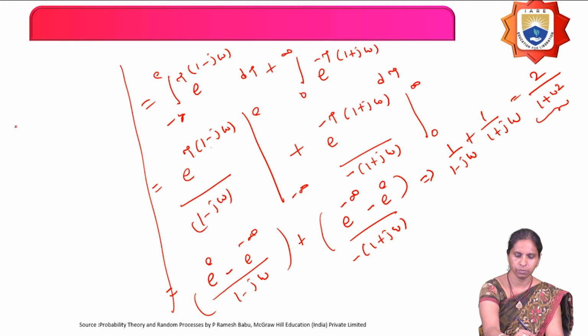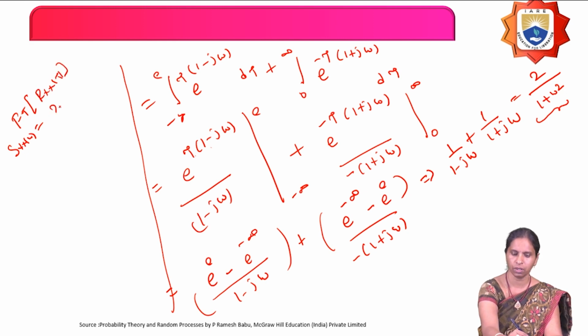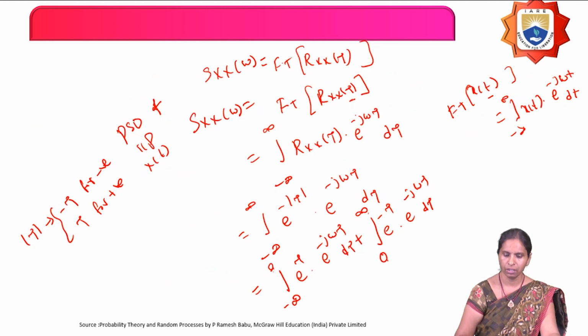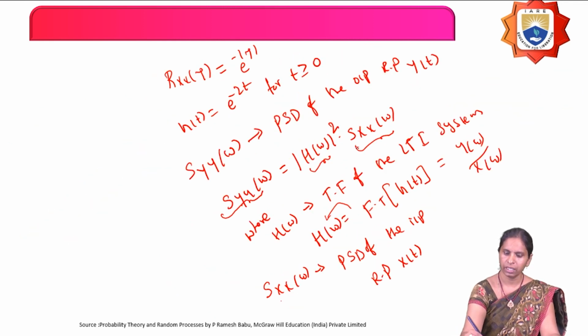Now, the Fourier transform of Rx of tau is nothing but Sx of omega, which is what we got here: 2 by 1 plus omega square. So now we got Sx of omega, nothing but the power spectral density of input. Now we have to calculate what? The transfer function of the system, which is obtained by taking the Fourier transform of the impulse response.